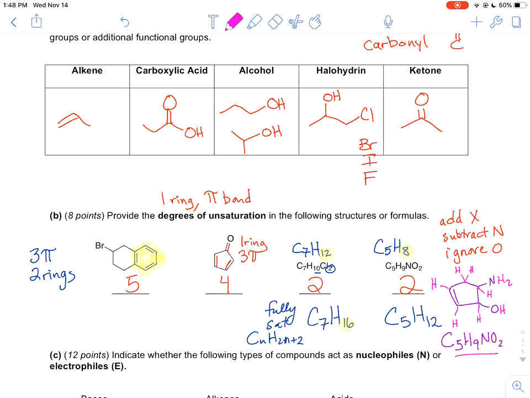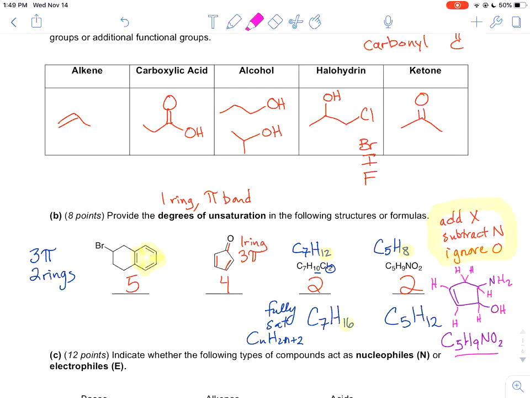So I just took a quick little break to draw in a molecule. If you have a hard time remembering these rules of when to add, subtract, or ignore the things, you can always just try drawing a compound with the number of degrees of unsaturation you think it has.